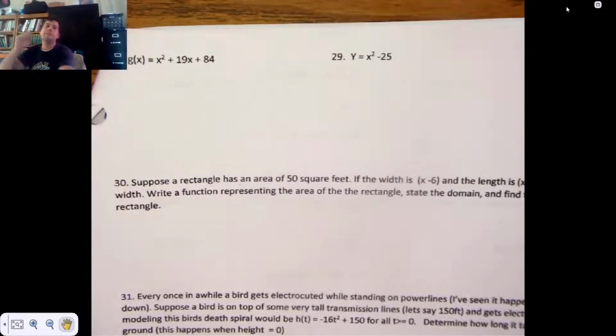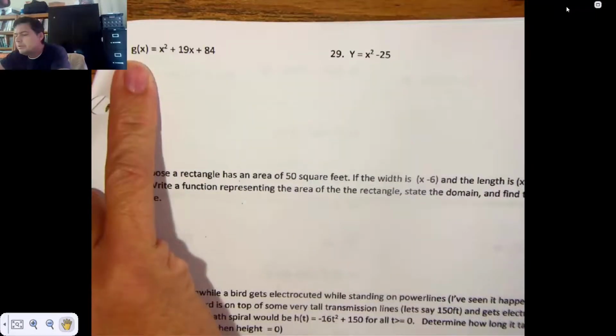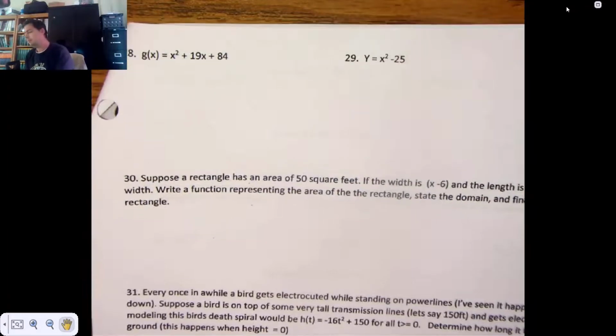This is x squared plus 19x plus 84. Factors of 84 are what? 7 and 12. What's the goal on this one? This one was to find x-intercepts, wasn't it? Was this a graph? Let me go back and look at the instruction set.